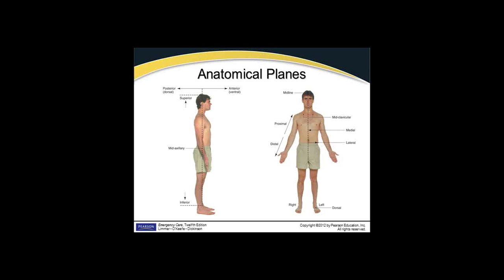The vena cava is the largest veins in the body. There's actually two of them that come together at the heart. The superior vena cava brings blood back from the top half of the body, and the inferior vena cava brings blood back from the lower half of the body. When we look at the right side of the picture here, a couple other terms. I mentioned proximal and distal.